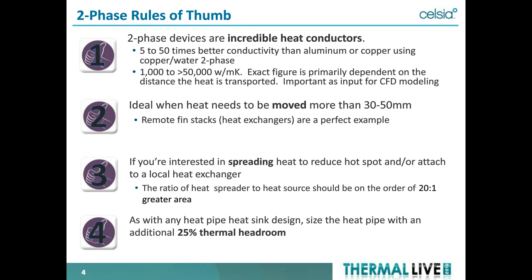And when you're designing with a heat pipe or a heat sink or a vapor chamber, we always leave 25% thermal headroom. In other words, for a 100-watt heat pipe, I will use that as a 75-watt in application. So I always leave that margin.